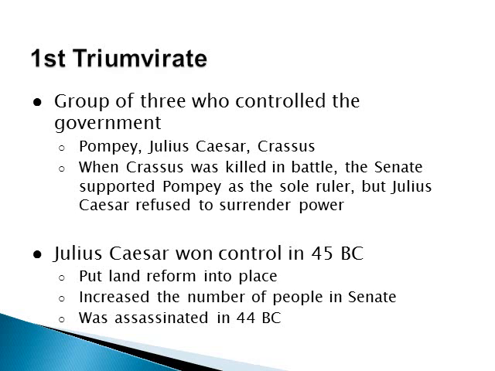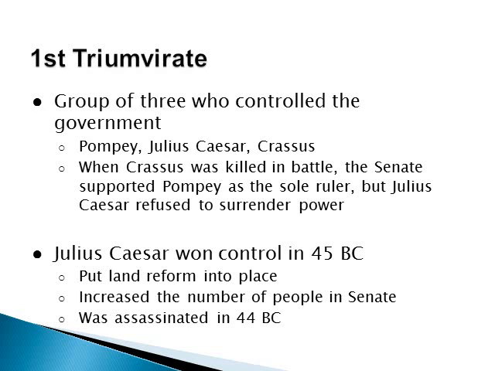When he's killed in battle, the Senate supports Pompey as becoming the sole ruler of Rome, but Julius Caesar refused to surrender his power. In fact, he marched on Rome and fought for control of the city and the surrounding countryside, and puts himself in power almost as dictator in 45 BC.